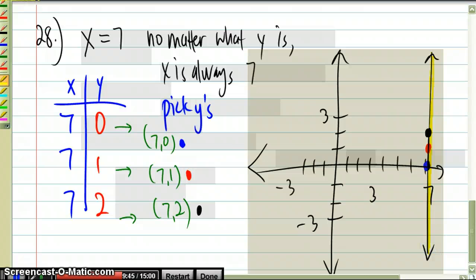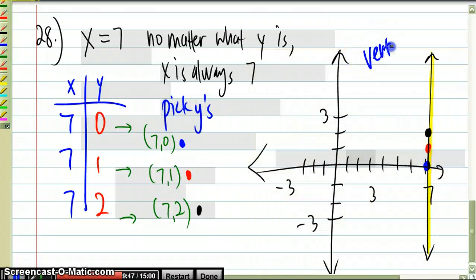What I see now is different than the last example we did, because this is a vertical line. And this vertical line shows me that, hey, no matter what my y-axis number is, x is always going to be 7.